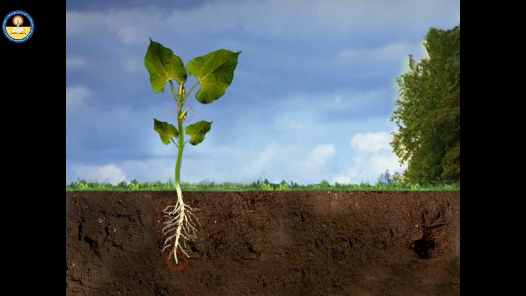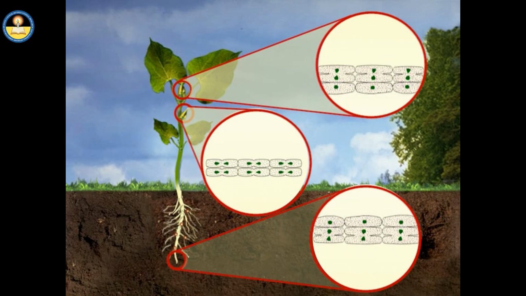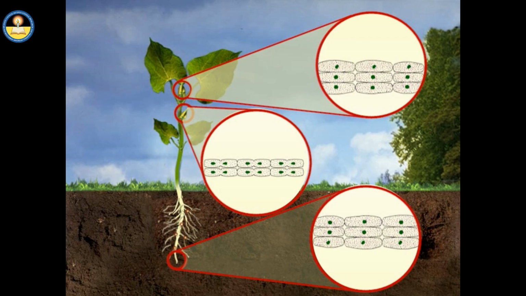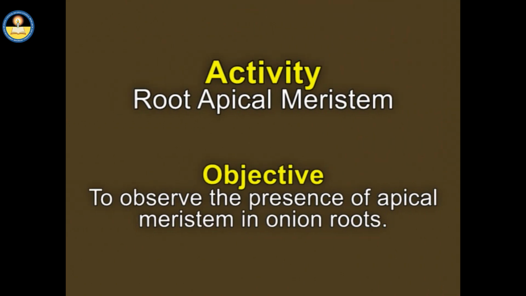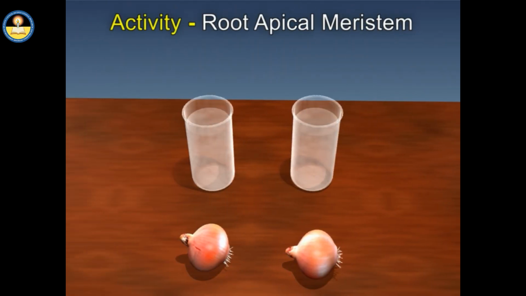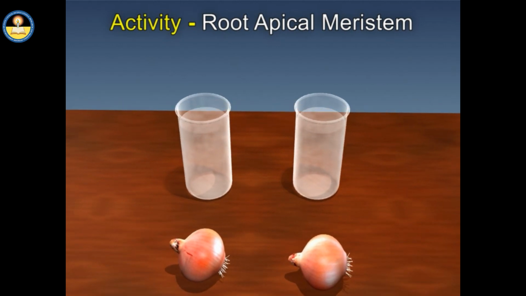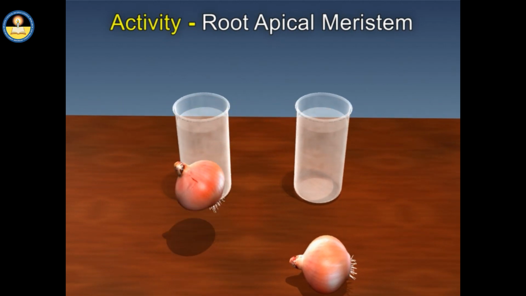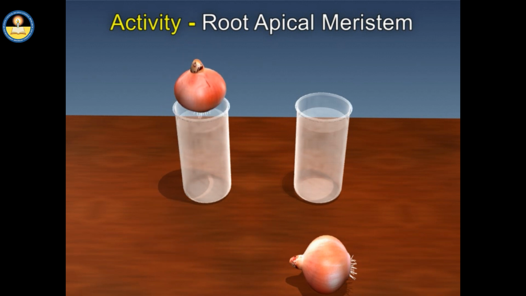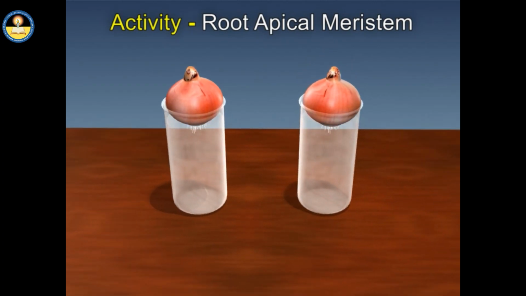All cells come from previously existing cells. New cells are formed by the process of cell division. To study that apical meristem is present at the tip of root, you can do a small activity. Take 2 equal-sized onions. Take 2 beakers. Fill them with water. Place the onion bulbs on the beakers filled with water in such a way that the roots remain dipped in water.